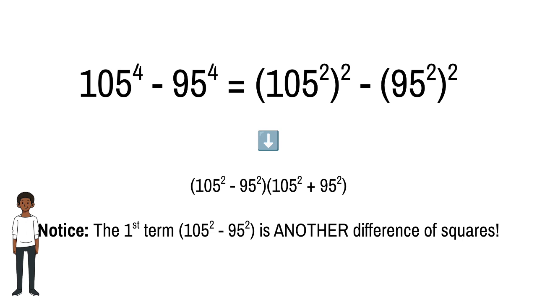Step 1. Express 105 to the fourth power minus 95 to the fourth power in factored form. 105 squared minus 95 squared times 105 squared plus 95 squared. Notice that the first factor, 105 squared minus 95 squared, is itself a difference of squares. That means we can factor it even further down into 105 minus 95 times 105 plus 95.